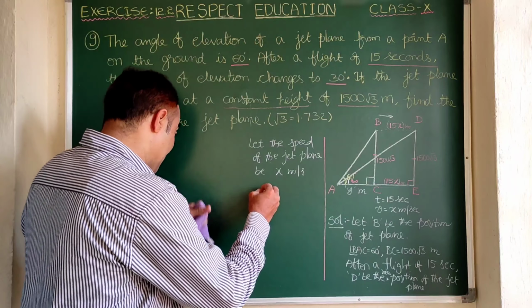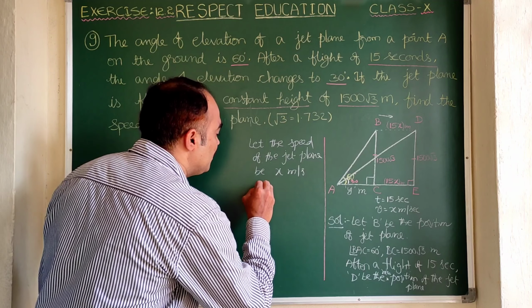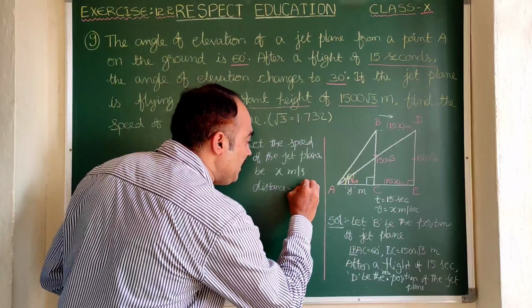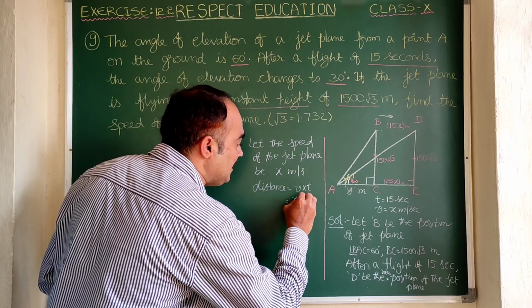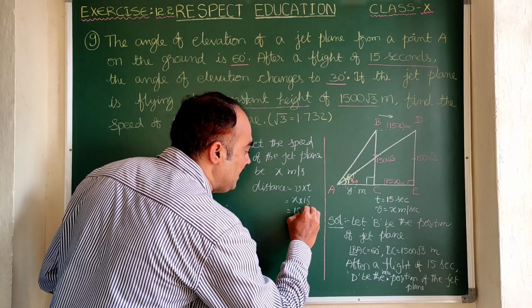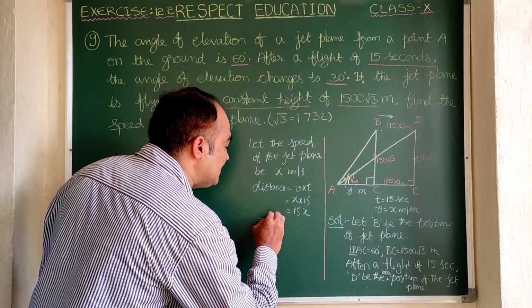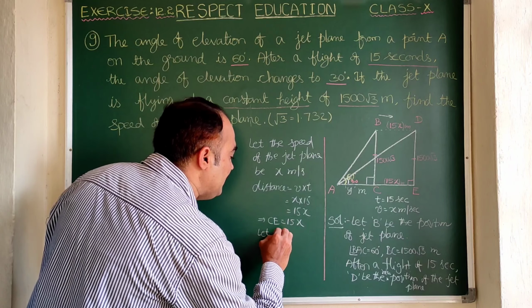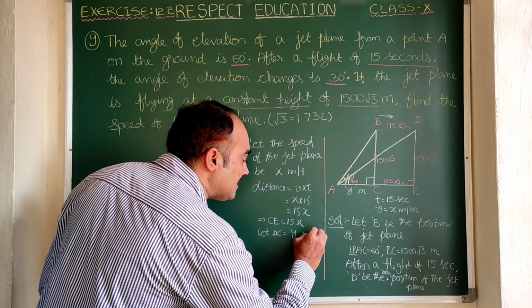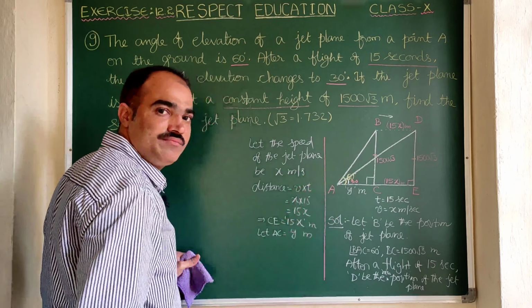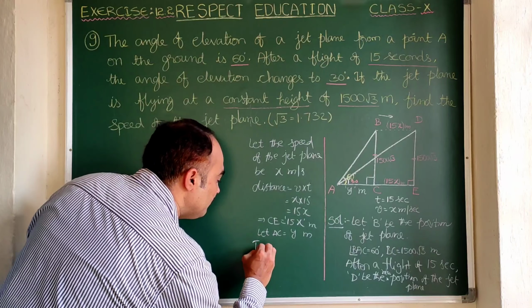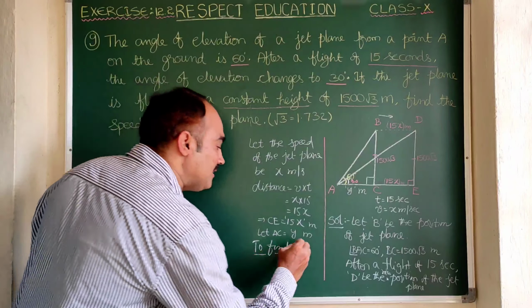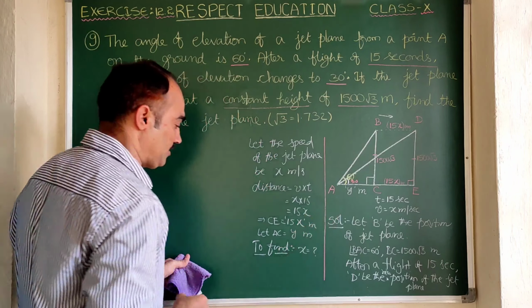We know that distance is equal to speed into time, that is x into 15. Let us take it as 15x. That implies C to E is 15x. Let A to C be y meters. It is 15x meters. Now what do we need to find here? The speed of the plane, that is x. x is equal to question mark.